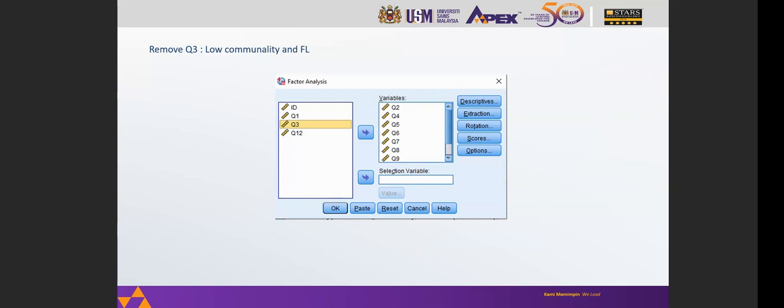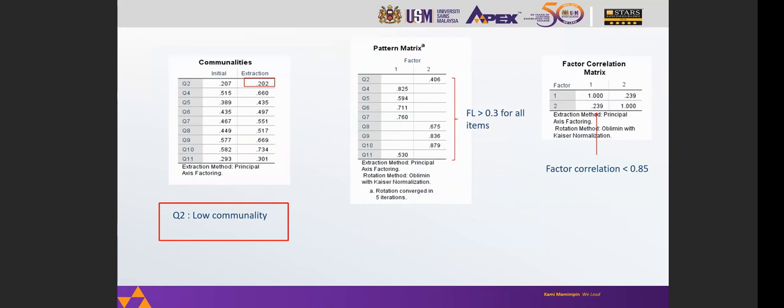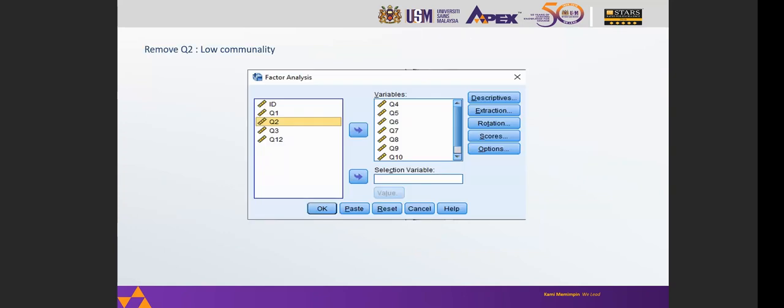So I go to the previous step and remove Q3, and when I remove Q3, I can see only Q2 as low communality. The factor loading is fine now. All the factor loadings are more than 0.3 for all items, and the factor correlation matrix is also less than 0.85. So now Q2 has low communality, meaning that we have to remove Q2.